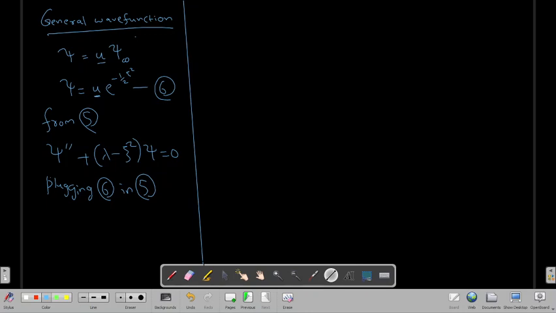So what you will get is, here you have to write psi, okay, psi is u, some function of xi itself, so u into e to the power minus half xi square. I have to take the double derivative of this thing, plus lambda minus xi square into this term again, u into e to the power minus half xi square, is equal to 0. Okay, so I have to first of all find this term.